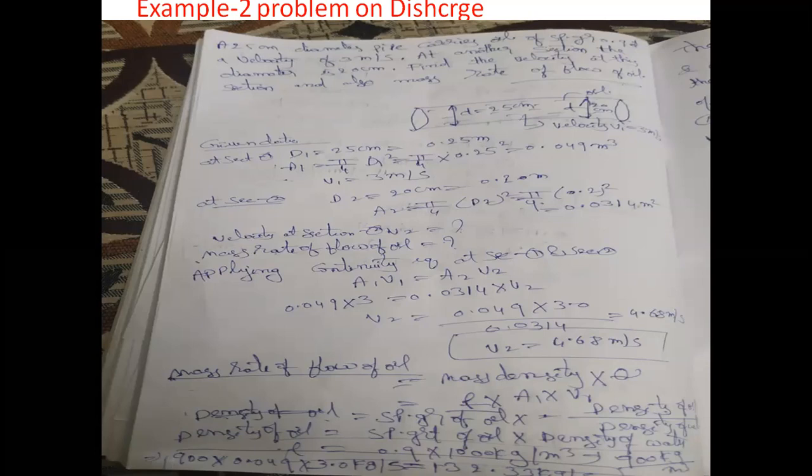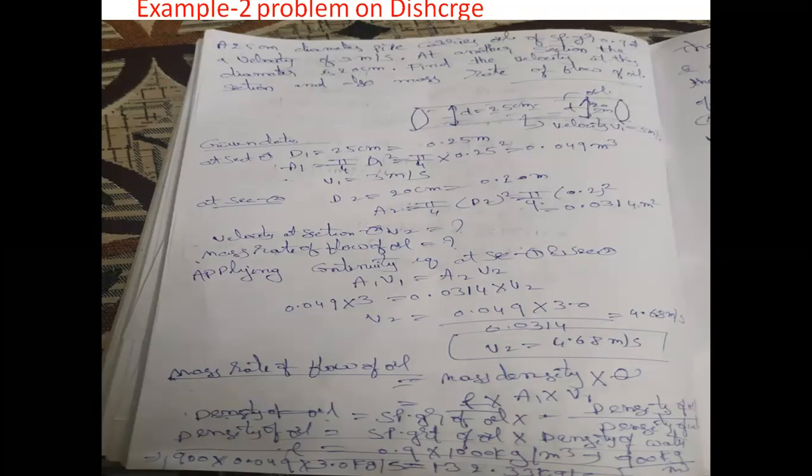This is one of the problems on the continuity equation. The previous problem also used the continuity equation to find discharge. This problem also uses the continuity equation to find the mass rate of flow of the oil, which is nothing but discharge, and the velocity at section 2. Both values are found.